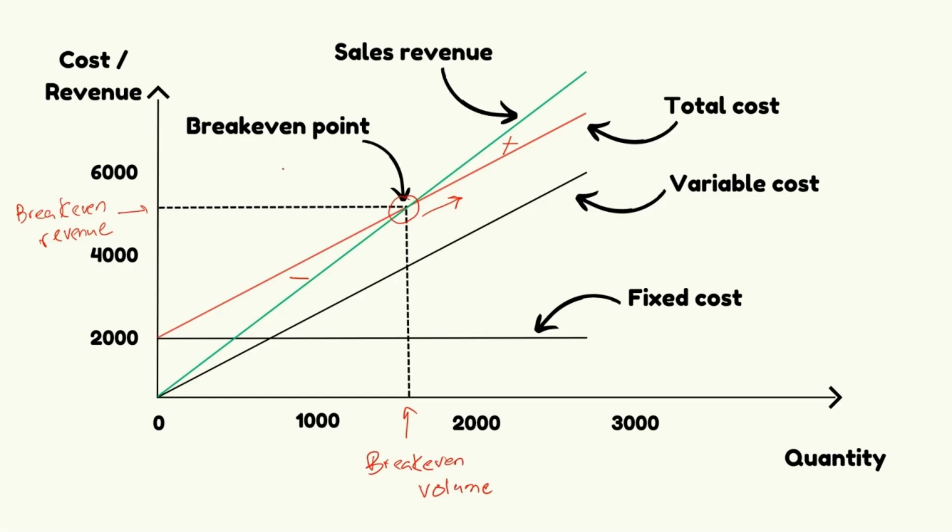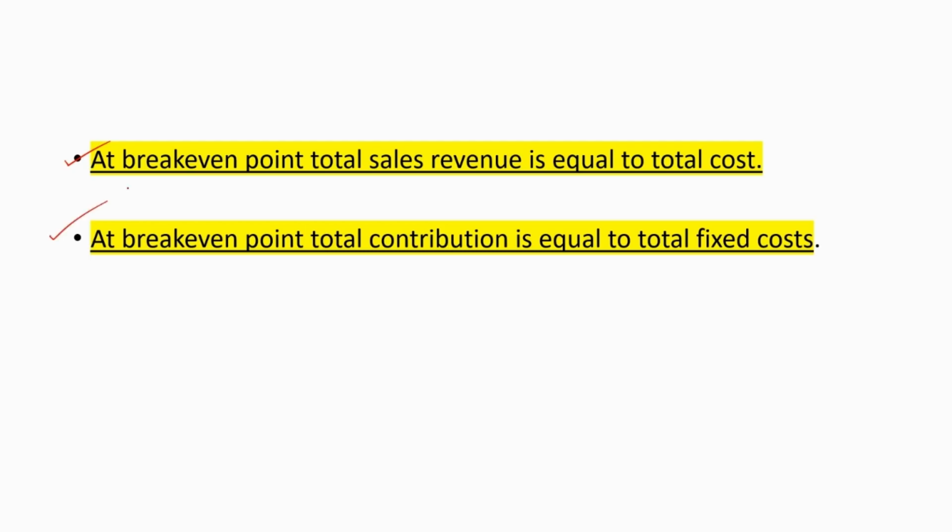Let's go back. This is the break even point. Here, the total sales revenue and the total cost are equal to each other. You can clearly see these two lines are intersecting at the break even point. This means the sales revenue and the total cost are equal at break even point. At break even point, total contribution is equal to total fixed cost.